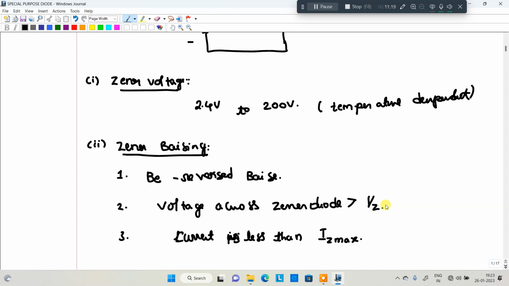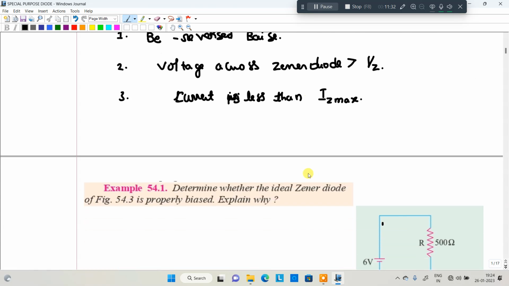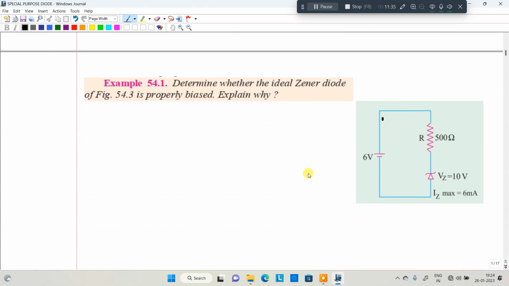Okay, the first case, Zener diode as a voltage regulator. Then we are moving to the remaining two applications: meter protection and Zener diode as a peak clipper. Then we will complete the Zener diode concept. So first of all, we'll see problems related to the Zener diode. Okay, first we'll see the first problem.